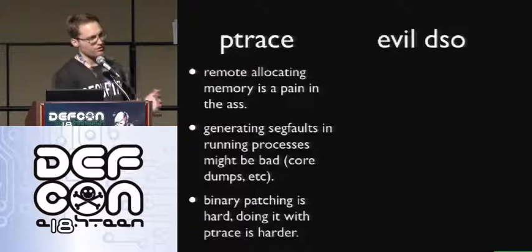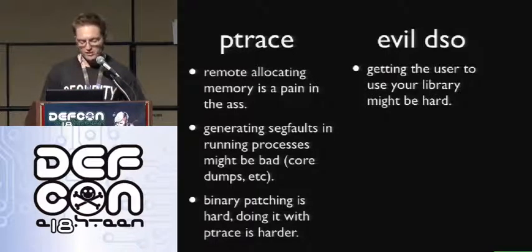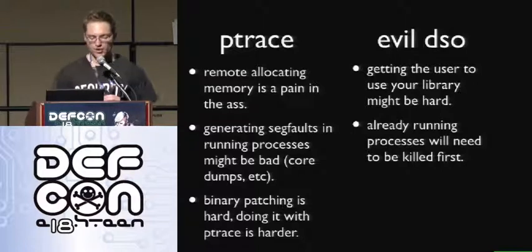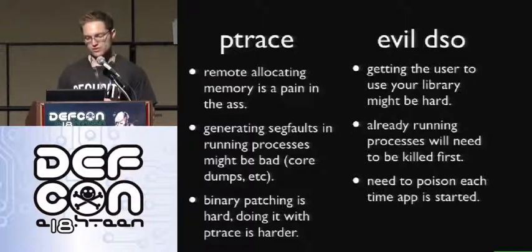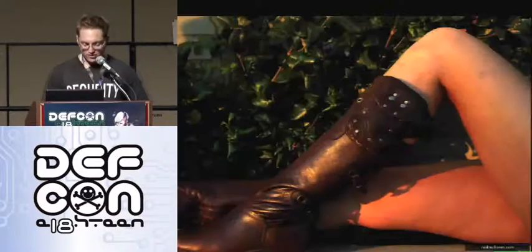Like the stuff that we just talked about earlier, the 3 types of function hooking, those things are complicated. And it's possible to do with Ptrace, but it's like adding another layer of difficulty in between you and actually doing what you want to do, which is no fun. So doing it with binary patching is hard, but doing it with Ptrace just makes it harder. The problem with the evil DSO though is getting the user to use your library might be hard, and already running processes will need to be killed and restarted, which also sucks. And you need to poison the app each time it's started. And in general, binary patching is hard.